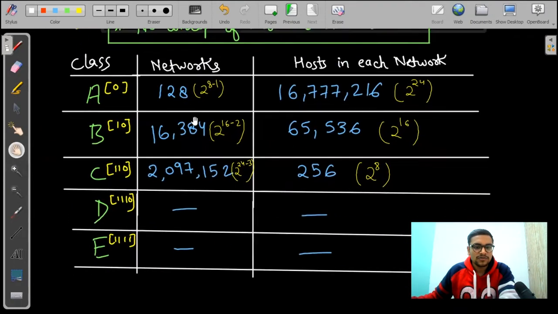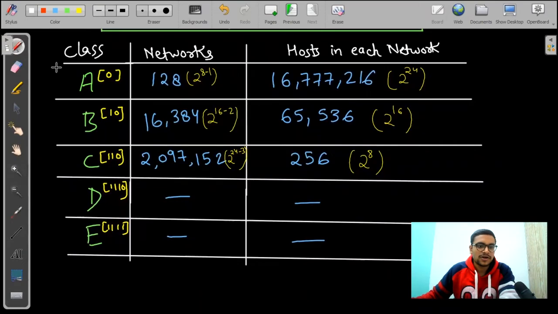Now, I want to give you a brief summarization of the classes that we discussed. Here are classes A, B, C, D, E, and the networks and hosts in each. For class A, the starting leftmost bit is 0. For class B, it's 1, 0. For class C, it's 1, 1, 0. For D, it's 1, 1, 1, 0. And for E, it's 1, 1, 1, 1. The number of total networks possible in class A is 2 to the power 8 minus 1, since the leftmost bit is 0.